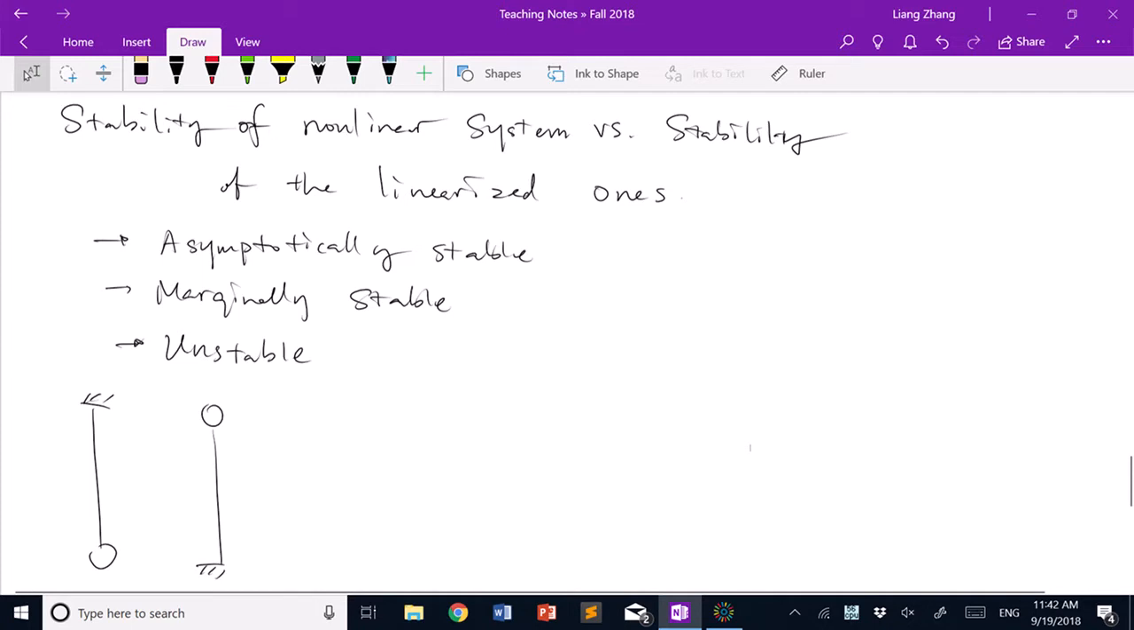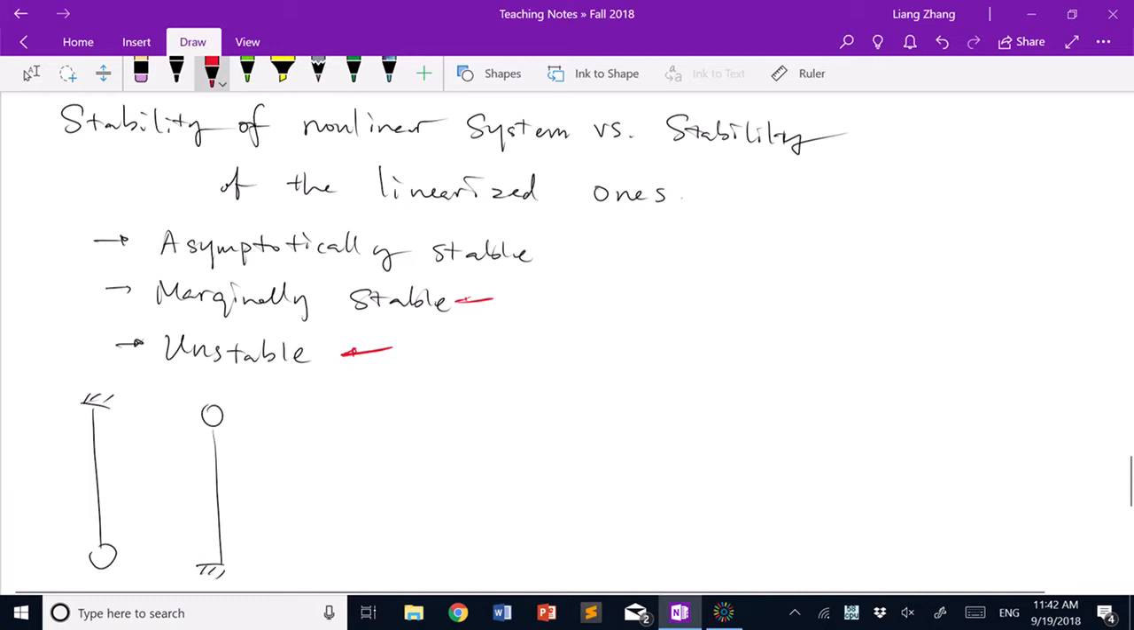And unstable, meaning if the system moves away from the equilibrium, then it will not return to the same equilibrium anymore. It can move to another equilibrium. It may blow up to infinity, but it will not return to the equilibrium where you started. And the last one is marginally stable, meaning while you move away a little bit from this equilibrium, you will still move in the neighborhood, but will never come back. That's marginally stable.